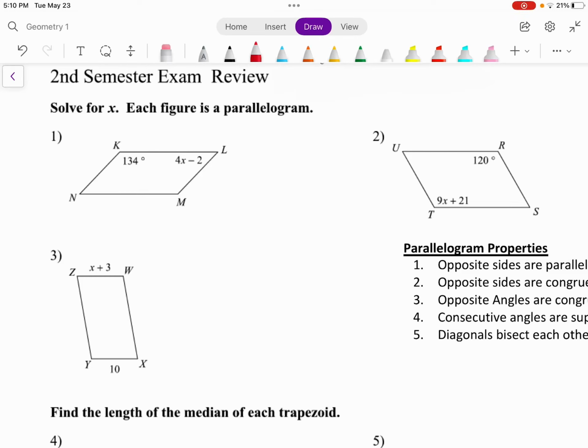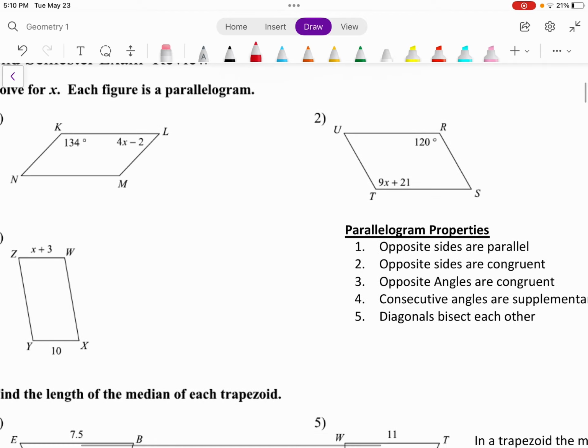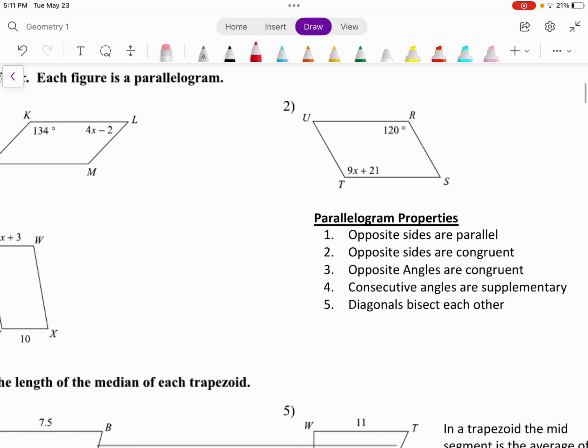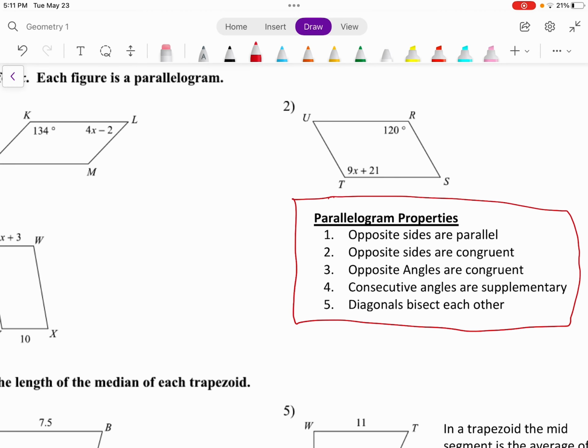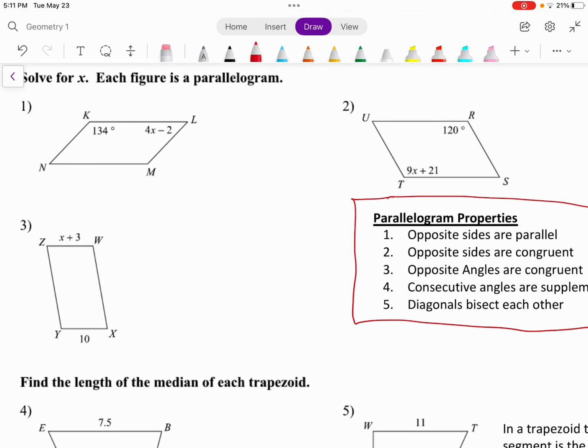All right, second semester exam review for geometry. We start with properties of parallelograms and some other shapes. So what I tried to do here was write out the properties that we'll be using in this section, and then we will use them in the different examples. And I tried to do that throughout the review.